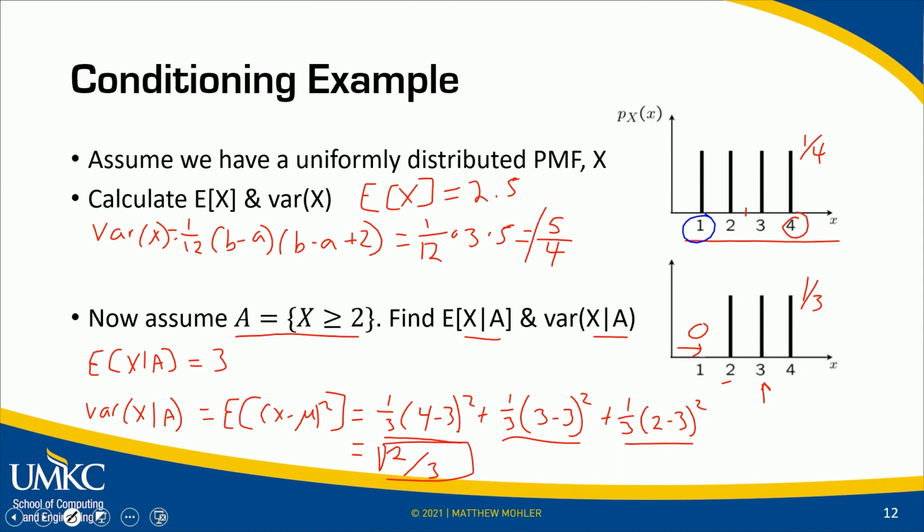Now, if we go back and look at our first example, it was 5/4, which makes sense if you think about this conceptually. In the top example, we have a variance that is broader. We have a broader spread from the mean than we do in the bottom example. In the bottom example, we have, if you will, cut off the value of 1, so we now only have a variance from 2 to 4. You'll also notice that our mean has shifted up from 2.5 to 3, as would make sense in this scenario as well.